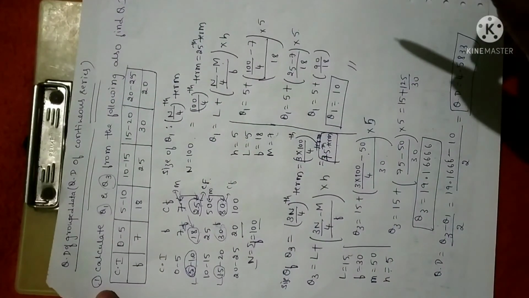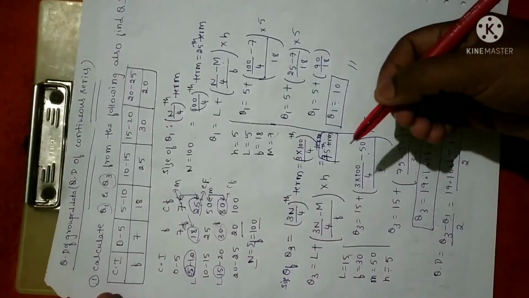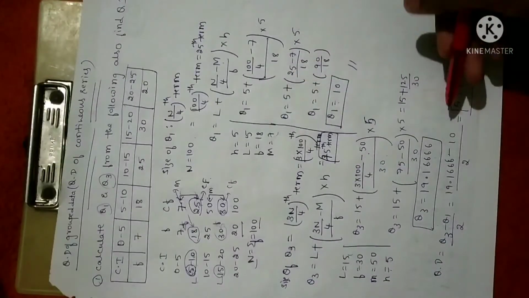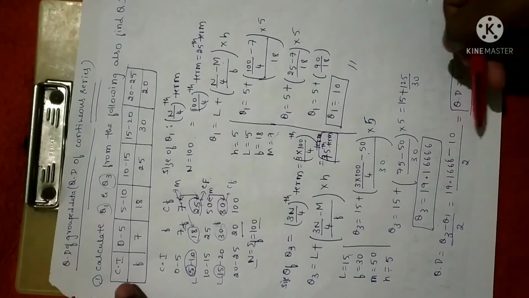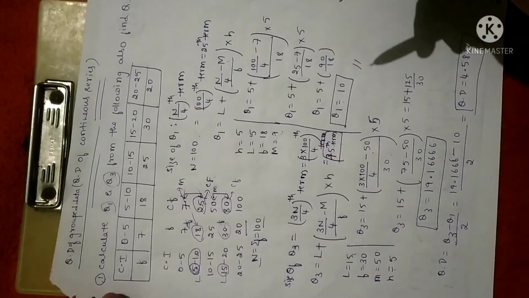While solving the problem, look at the problem carefully. Sometimes they'll ask you to find Q2. In such a case, you have to use the formula for Q2, which I have clearly given in the list. So just substitute Q3 and Q1 and divide by 2. You will get the required quartile deviation. Fine. Now let me solve one more problem.